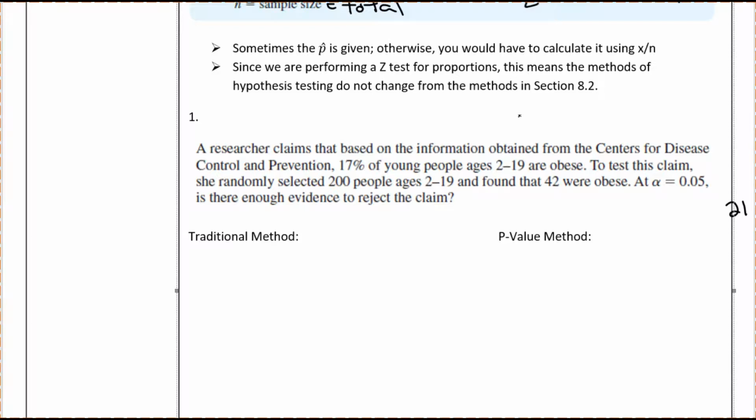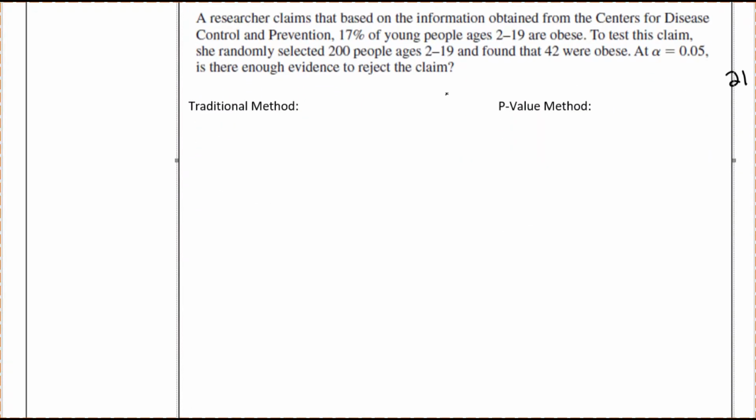So since we are performing a z-test for proportions, this means that the method of hypothesis testing does not change from the methods we use in section 8.2. The only thing that changes in the z-test for proportions is the test value formula that we found. All right, so for the problems in this lesson, we're going to do the traditional method as well as the p-value method in order to remind you of how to do both ways.